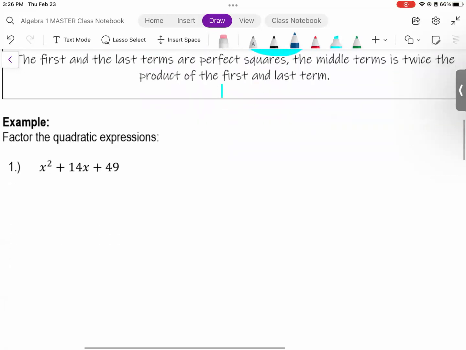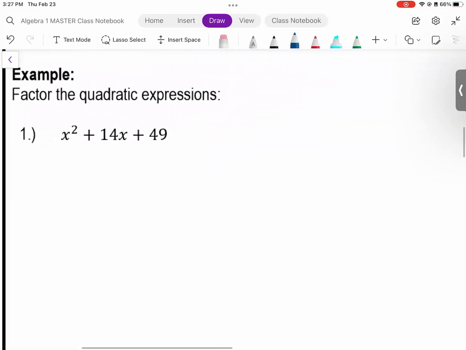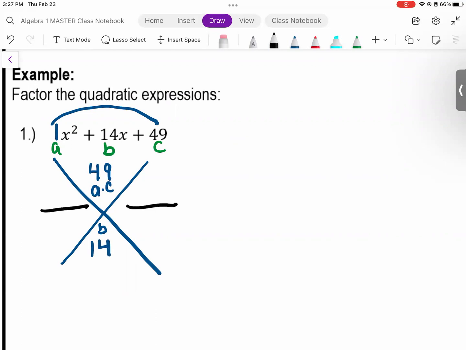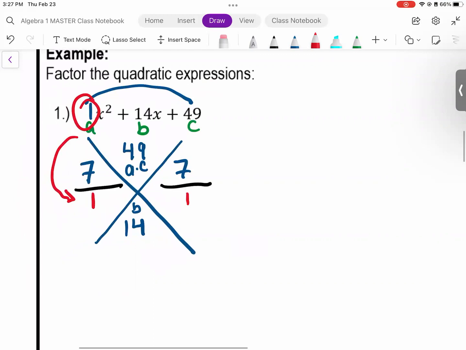So example number 1, we're going to approach it the exact same way. We know that that's a 1. So I'm going to create my x, a times c, and my b value. So I'm going to multiply 1 times 49. Remember, this is your a, b, c. And I get 49. My b value is 14. So now I'm looking for 2 numbers that multiply to 49 and add up to 14. And in that case, that would be 7 and 7. Don't forget, we still got to divide by our a value. So we're going to divide them by 1.